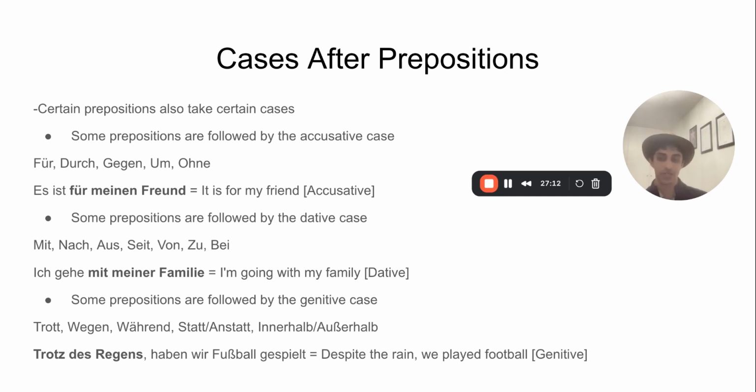Luckily, they are somewhat less common, so you're less likely to come across prepositions that take the genitive case in German. But to give you an example, you'd say, "Trotz des Regens haben wir Fußball gespielt." Despite the rain, we played football. Des Regens, that's the genitive. Because it comes after trotz, the word for rain goes into the genitive singular form.